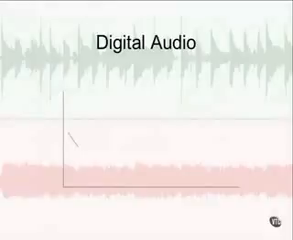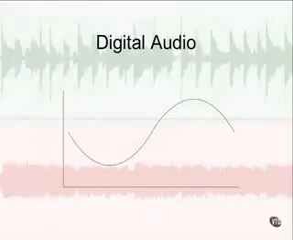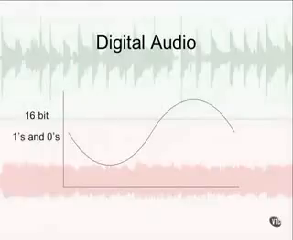Make a little graph here. We have our waveform happening from left to right there. And on the left side, on that axis, we have our 16-bit in the example of a CD. And this is our bit depth. Basically, this is how many ones and zeros can be used to define what the level of that wave is.